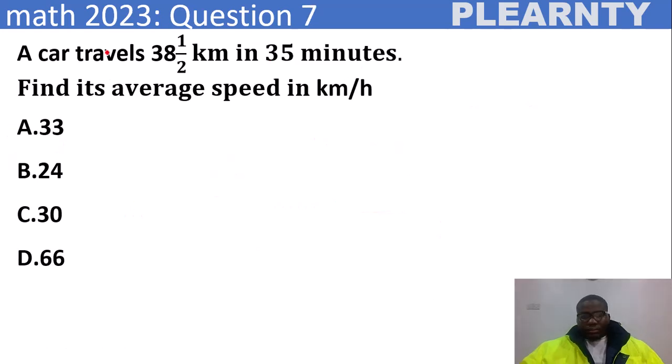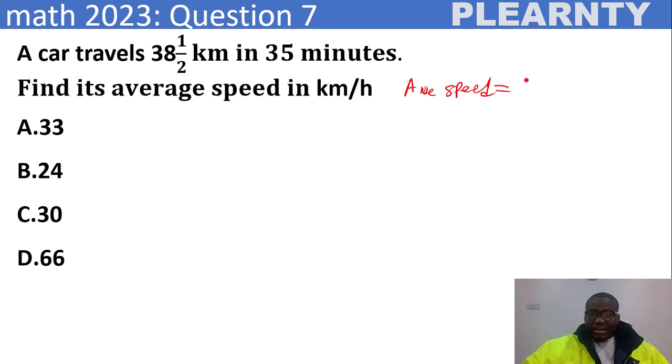A car travels 3.5 kilometers in 35 minutes. Find the average speed in kilometer per hour. So this is straightforward. Your average speed, let's call it AVE, speed is distance over time taken. So we have our distance and we have the time.